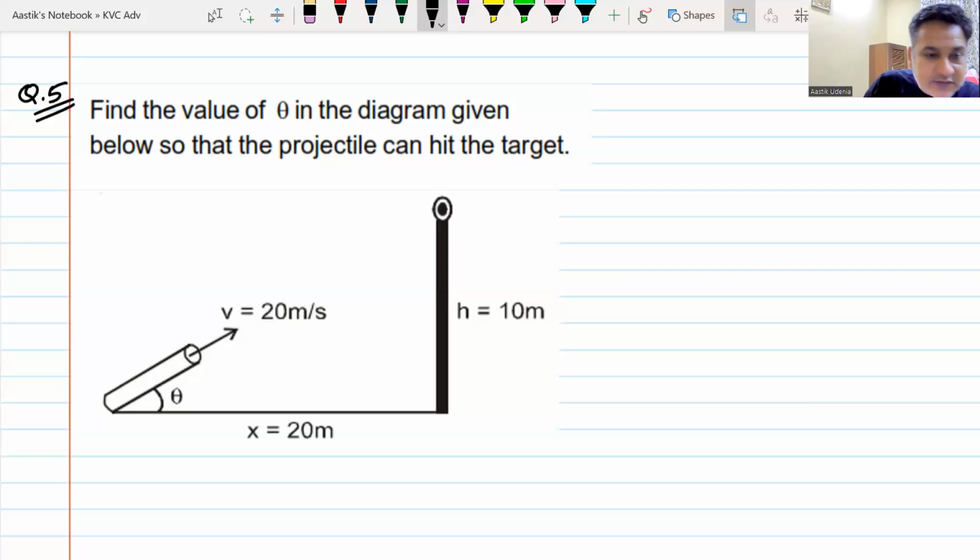I'll give you 2 minutes to solve this, and I would be very happy if you can solve this. And I know that you can solve this. Trust me, I know it.